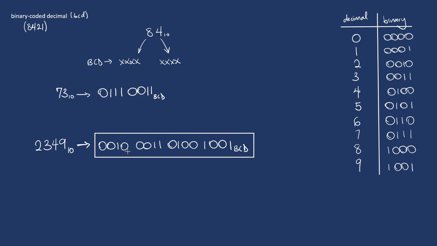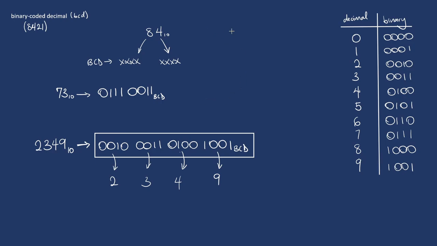If I have a number like this, to convert it back to decimal, I just have to look at each group of 4 and convert that at a go. So I can see that this is 9. I can see that 0100 is 4. I can see that this would be 3. And I can see that this would be 2. So the main advantage of BCD is that it's easier to convert from the binary equivalent back to decimal.